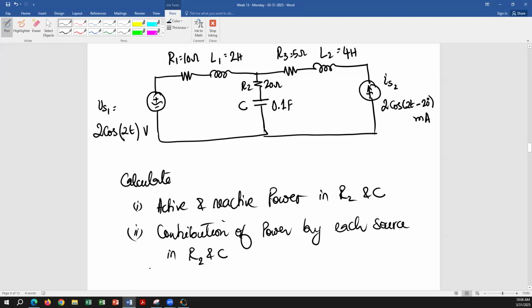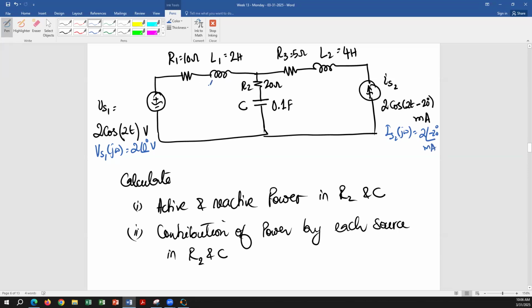All right. So since the circuit is given in time domain, the first thing that we do is what? Convert into phasor domain. So this source is going to become Vs1 as a function of j omega, 2 angle 0 volt. This source is going to become Is2 as a function of j omega, 2 angle negative 20 degrees milliampere.